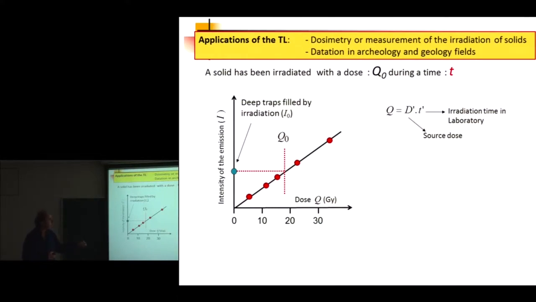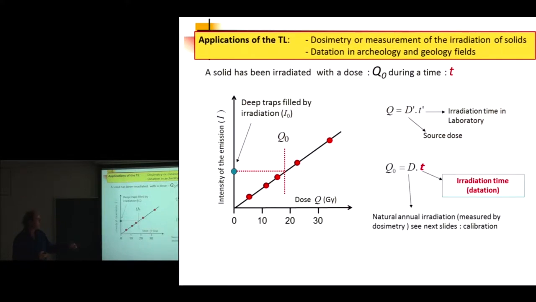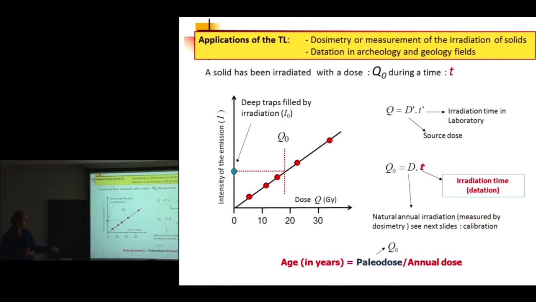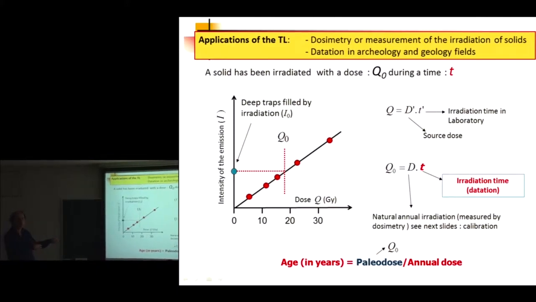And you have the radiation time in the laboratory, the source, in comparison to what you wanted to observe. This is the dose received by the object that you want to determine the age of. And this is the time. And you just have to divide. So this is called paleodose. This is the dose received by the object during all the years that it stayed within a space.